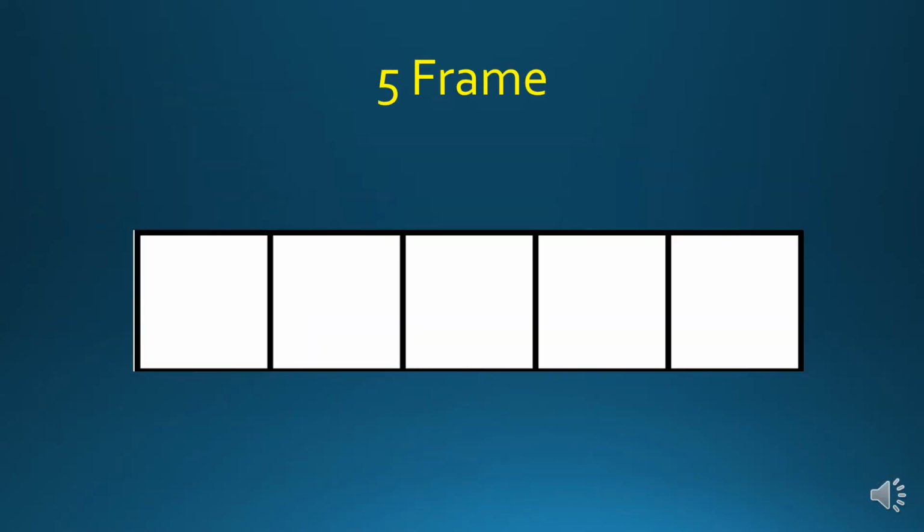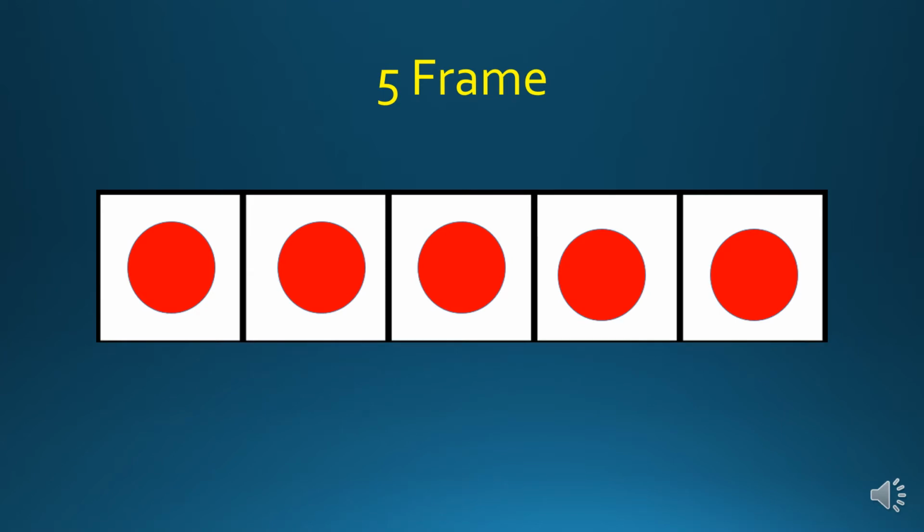In nursery and reception we start using one resource straight away. This is called a 5 frame. As you can see, this 5 frame is empty and represents the number 0. Very quickly, children learn that there are 5 spaces and should be able to recognise this is the number 5 without counting, as they know the 5 frame is full.